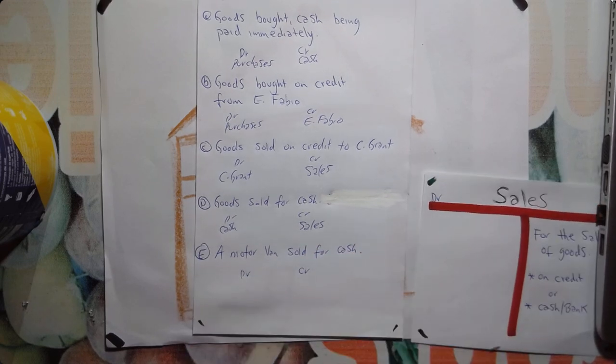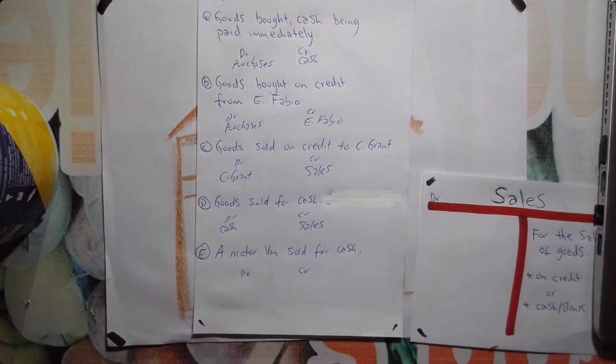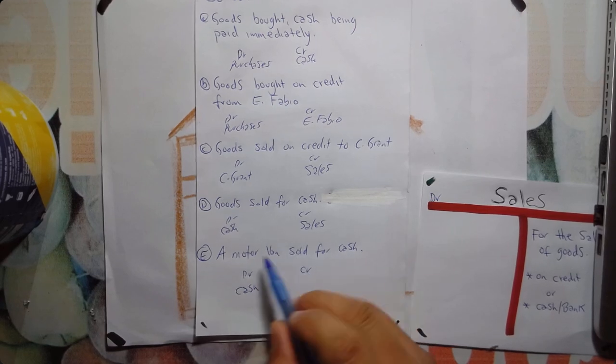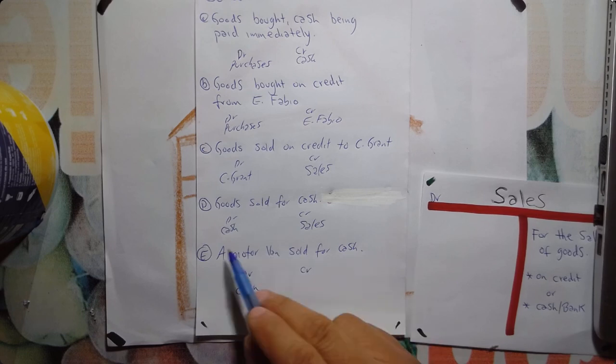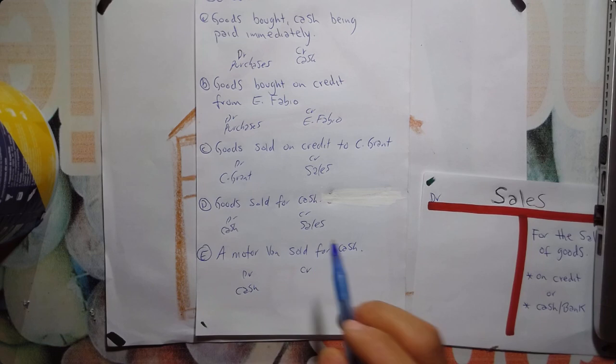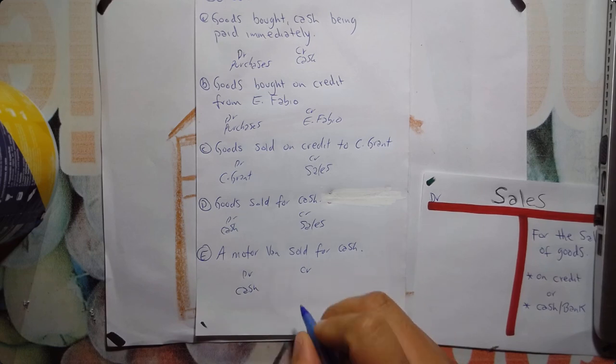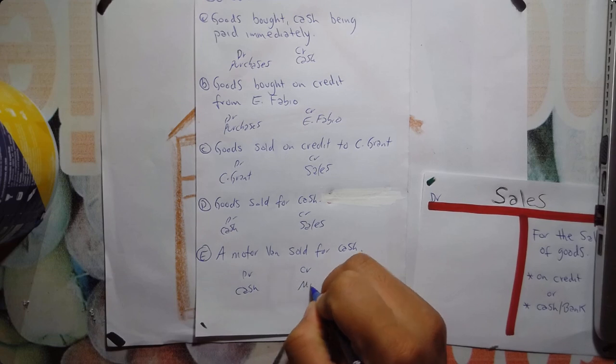And lastly, a motor van sold for cash. Okay, let's do cash first. A motor van was sold for cash. Will the business have more cash or less cash? Well, the business will have more cash. So definitely we will need to debit cash. What will we credit? Well, it says sold, right? But we do not see the word goods. And because the word goods is missing, we definitely will not use purchases, sales, return inwards or outwards, because we do not see the word goods. So what did we sell? A motor van.